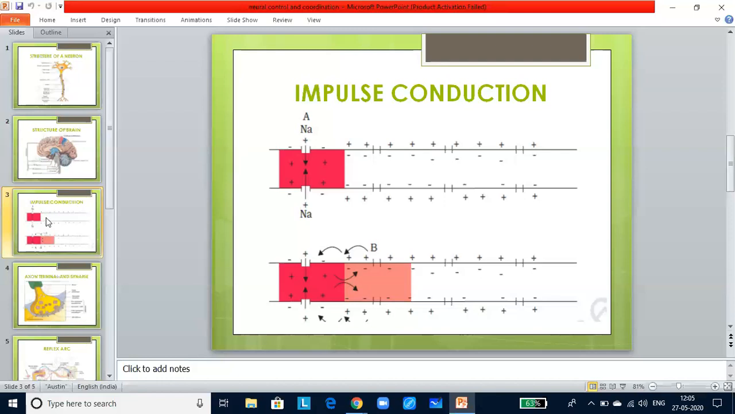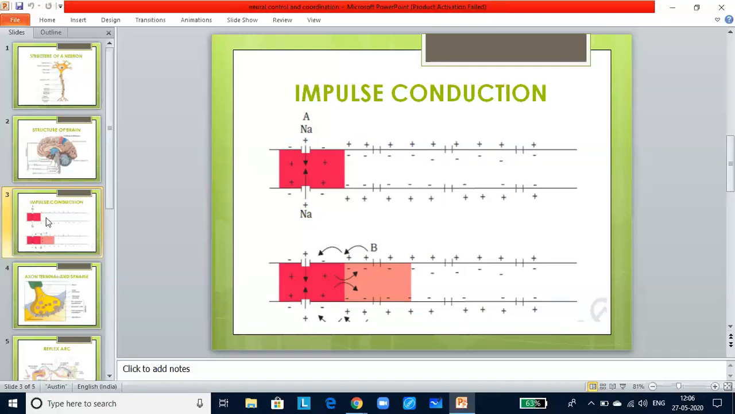At sites immediately ahead, the axon membrane has a positive charge on the outer surface and a negative charge on its inner surface. That is site B, what I am talking about. On the outer surface, current flows from site B to site A to complete the circuit of the current flow. Hence, the polarity at the site is reversed and an action potential is generated at site B. Thus, the impulse generated at site A arrives at site B. This sequence is repeated along the length of the axon and consequently the impulse is conducted.